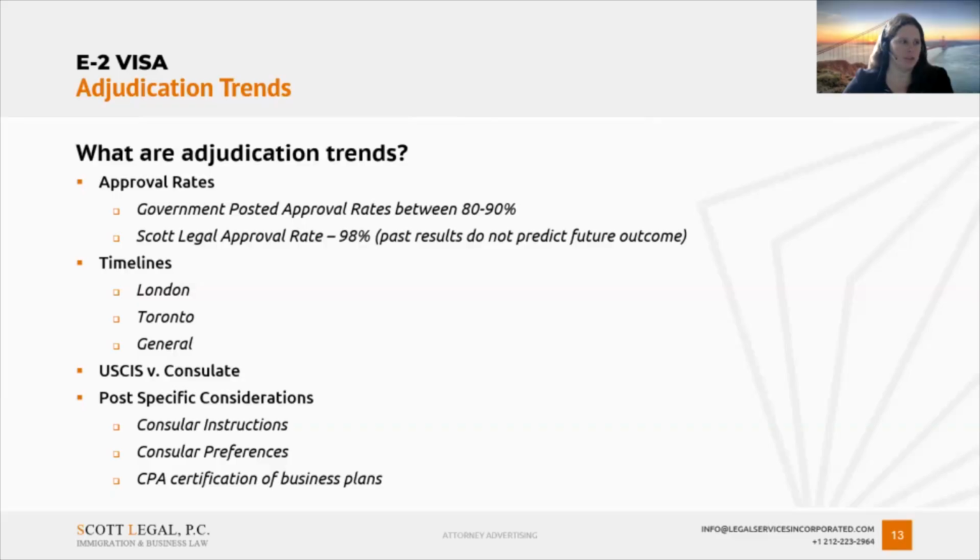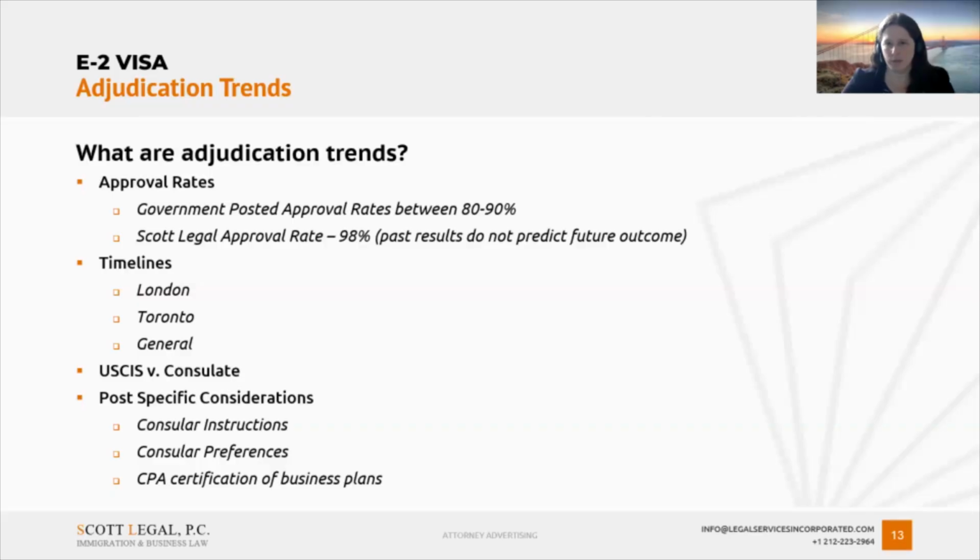Similarly, there was a policy change where they are strongly encouraging people to apply in their country of residence or nationality, as opposed to applying as third country nationals somewhere else. Both of these things are likely to have an impact on the availability of appointments at consulates.